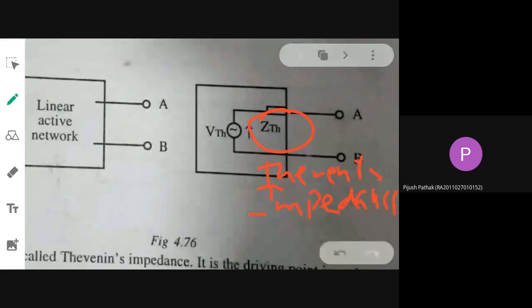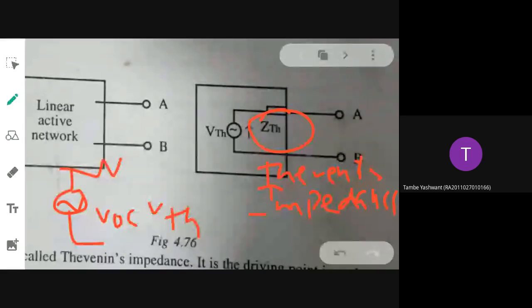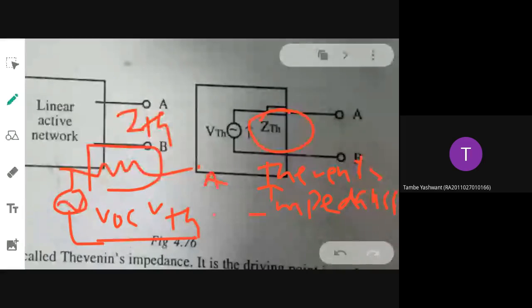So in what way will you state Thevenin's theorem now? Suppose you are given a complicated linear network, then it can be reduced to a simple circuit which consists of only two elements. What are the two elements? Thevenin's voltage and Thevenin's impedance. One is the VOC or V Thevenin voltage, which is connected in series with Thevenin's impedance.